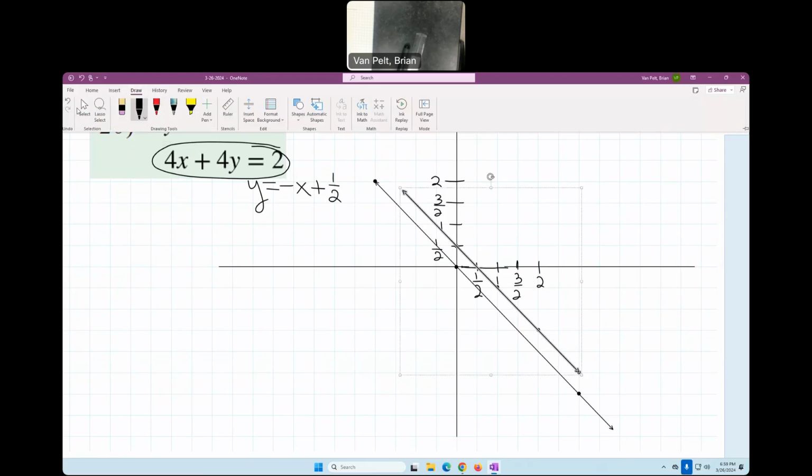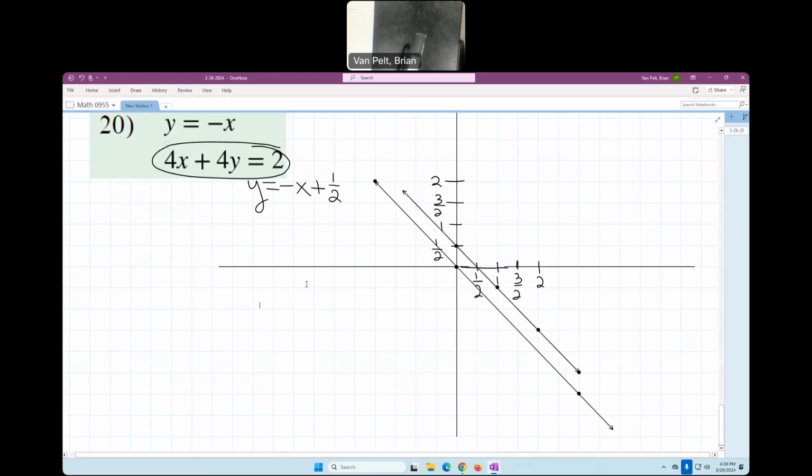So when you have something like this, the only thing you can really do is see that they're not going to intersect each other. They have the same slope. So there's no solution to this problem. That's what you write as your answer, no solution.